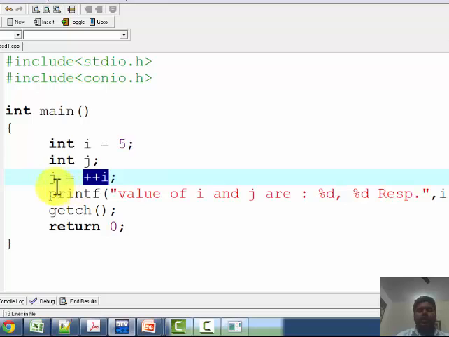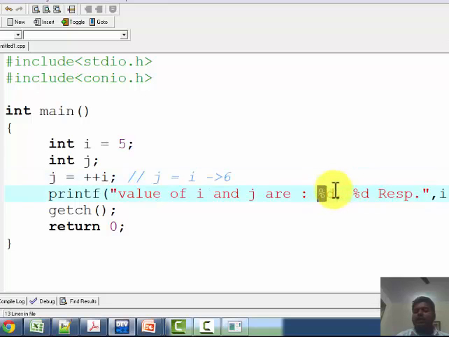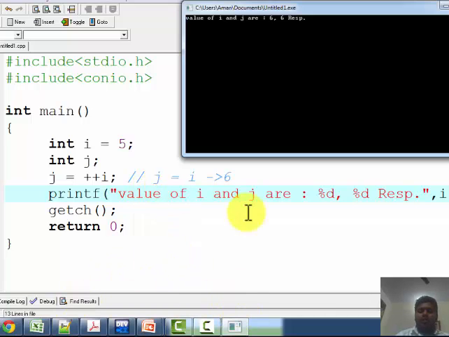Now solve the equation. Equation is j is equal to i. While solving the equation, you have to ignore all pre and post. So ignoring all pre and post, we get the equation j is equal to i. Current value of i is 6, so j will also become 6. So printf value of i and j is %d, %d respectively. First %d will print value of i, second %d will print value of j. So we will get output as value of i is 6 and value of j is also 6.